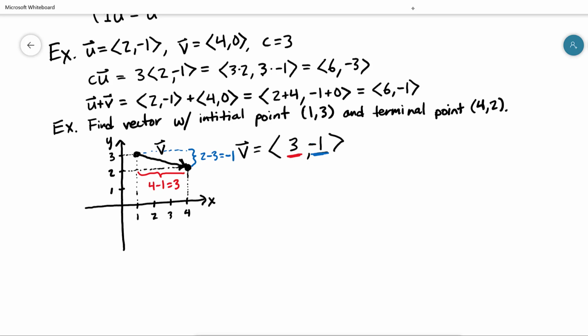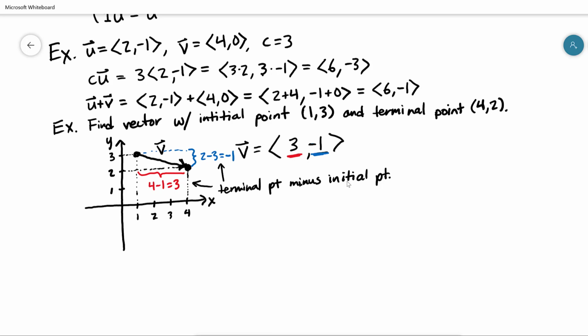So essentially, all you need to do to figure these two pieces out, these two components, it's the terminal point minus the initial point. So terminal minus initial. If I do 4, 2 minus 1, 3, I'll get 4 minus 1 for the first component, which is the 3, and I'll get 2 minus 3 for the second component, which is the negative 1. If you just draw the picture, you don't even need to keep any sort of formula like this in mind. And so that's often what I'll do, is if I have a terrible memory, just draw the picture and you can figure these things out easily enough.